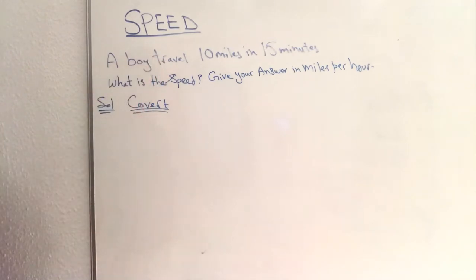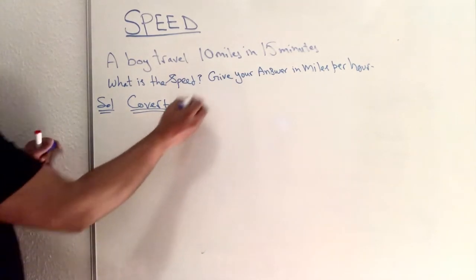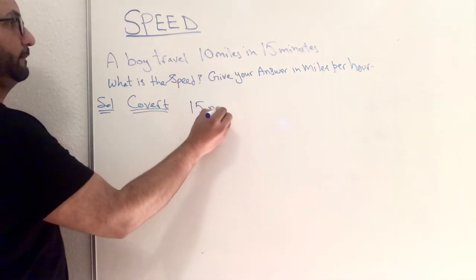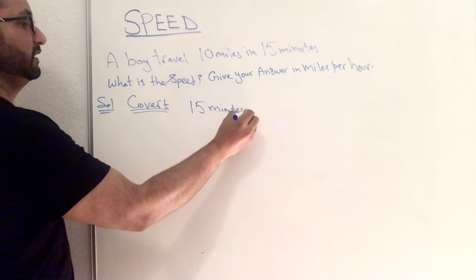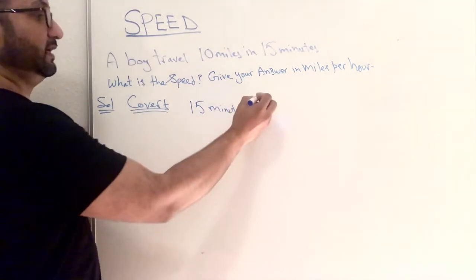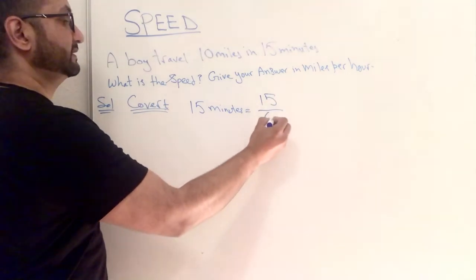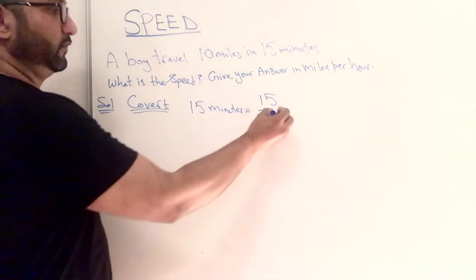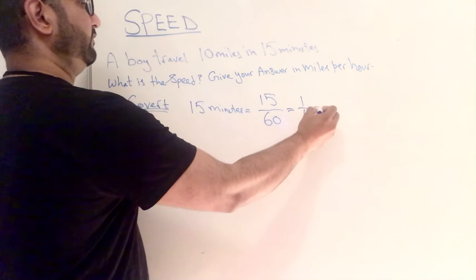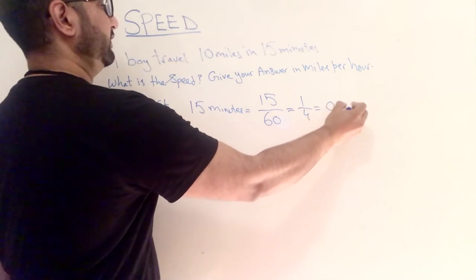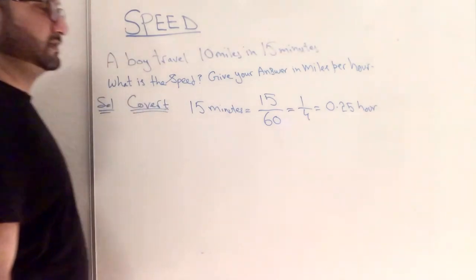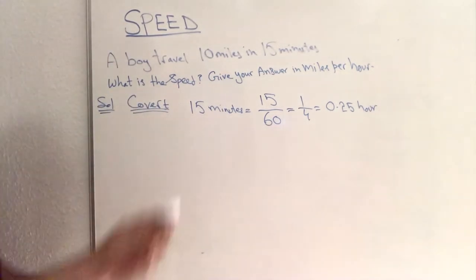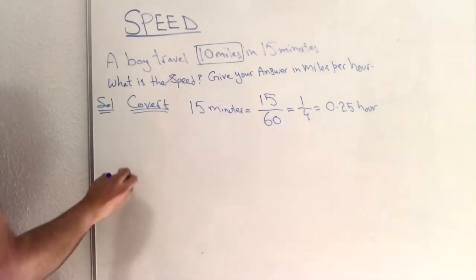So first of all, as you know, when you are converting minutes to an hour, we have 15 minutes. When you are converting that into hours, it is 15 divided by 60. Why 60? Because in 1 hour we have 60 minutes. So 15 divided by 60 gives 1 over 4, which is 0.25 hours. We have converted into hours. Now we have our hours and our miles, so now we have to find the speed.